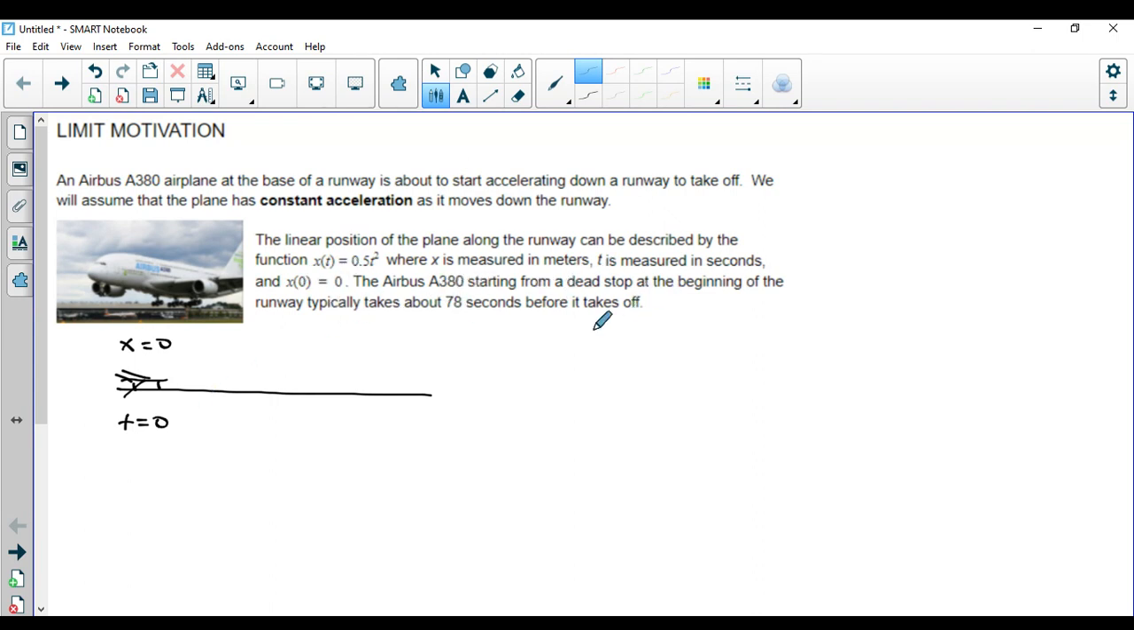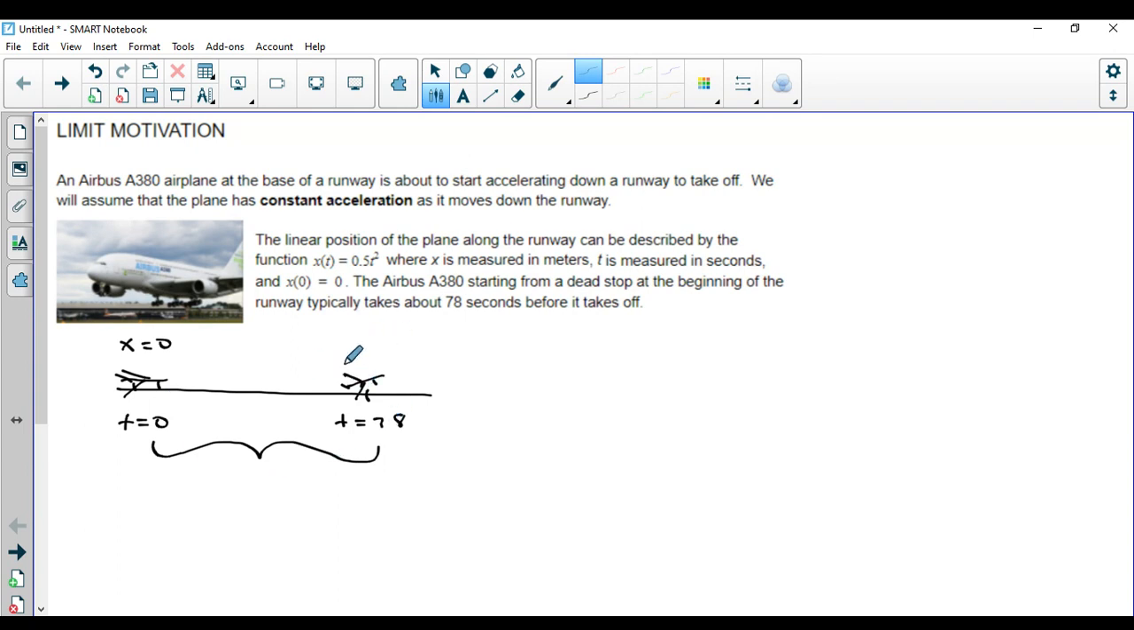And believe it or not, it typically takes an Airbus A380 about 78 seconds before it takes off. So there's going to be this period of 78 seconds, which, if you're actually in the airplane, probably feels like forever. All right, so after 78 seconds, the plane is somewhere over here. Let's say t equals 78. And depending on the weight of the plane, who's in the plane, how much cargo's on it, the wind, all that good stuff, the plane starts to take off. All right, so that's basically the setup of what we have.